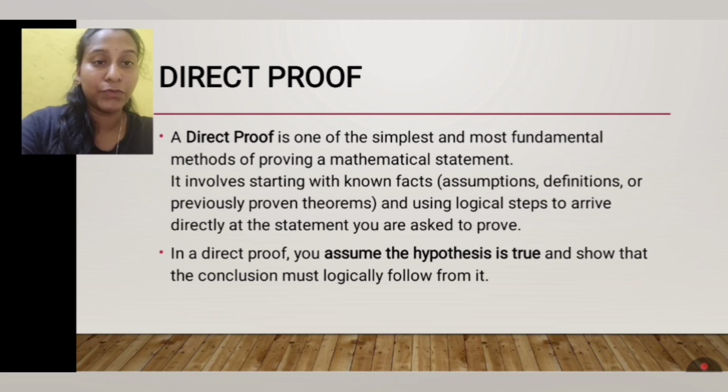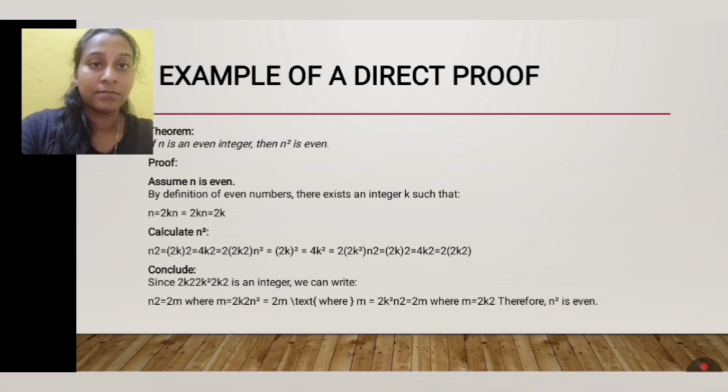In a direct proof, you assume the hypothesis is true and show that the conclusion must logically follow from it. Then an example of a direct proof. Here we take the theorem: if n is an even integer, then n square is also even. We have to prove that. We can assume n is even, and by the definition of even numbers, n equals 2k. Calculating n square, n square equals (2k) square, that is 4k square.